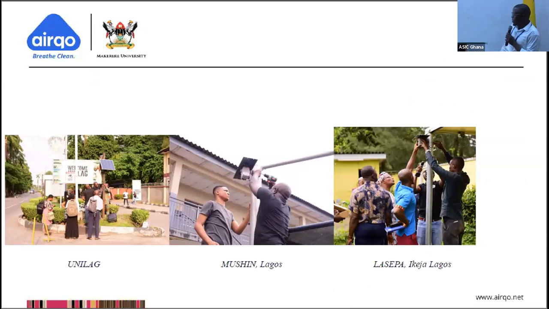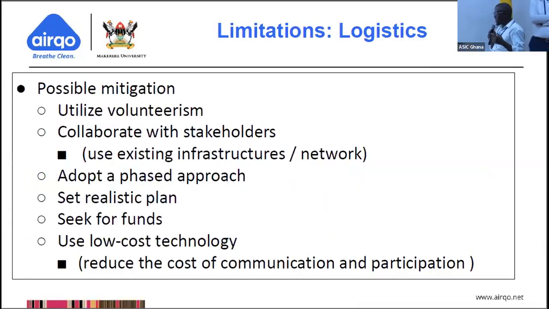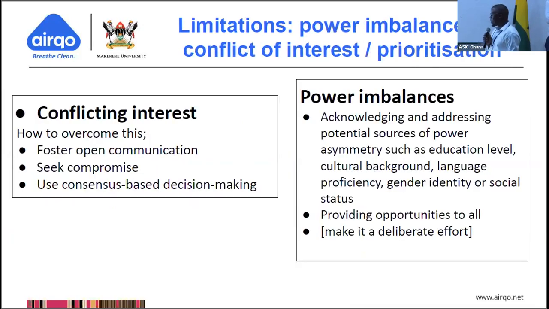Out of this process, there are some limitations that we must be aware of. I'm just going to mention logistics, shipping this product from one place to another, and then possible mitigation. You can probably use volunteerism. Your students can volunteer to carry some of these things. You don't need to pay them when you're moving places. You can collaborate with stakeholders. You adopt a phased approach like we are doing with Lagos. We don't put all of them at once. You phase them out.